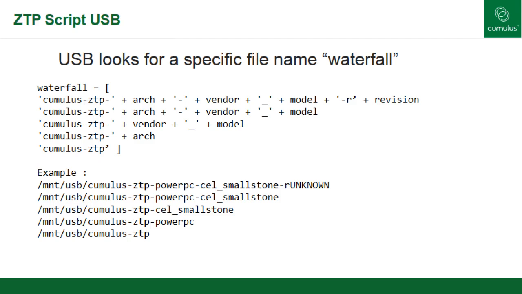For USB, the ZTP script looks for a specific file name waterfall. So if you look at the example lines here, first it looks for Cumulus-ZTP. We'll attempt to look for the architecture, which is PowerPC or x86. Then the vendor, and then model revision. So if you look here, you can actually have, for different architectures, if you so desire, different scripts all on the same USB stick. So you don't have to remember which file you're using.